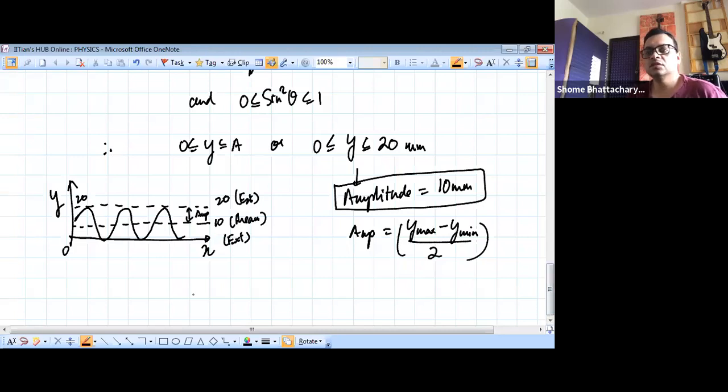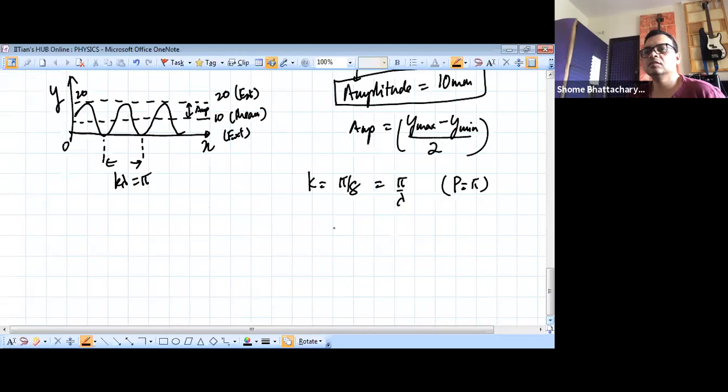Now further, you can see that the sine square function has a periodicity such that if this is some k lambda, that k lambda will be equal to pi. Because the sine square function has a fundamental period of pi, my k was equal to pi by 8. So that will become pi by lambda, because the fundamental period is pi. So my wavelength here, lambda, will be equal to 8 meters.